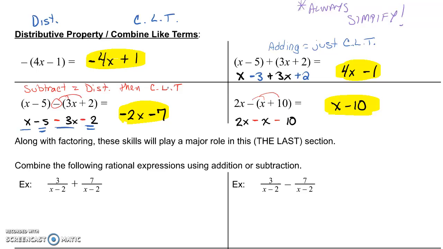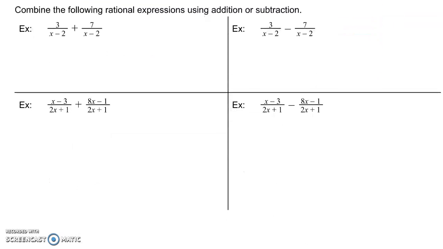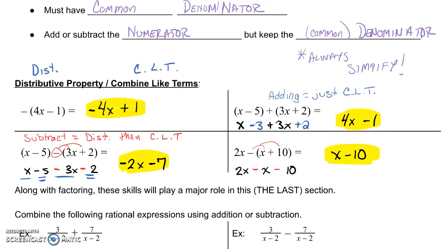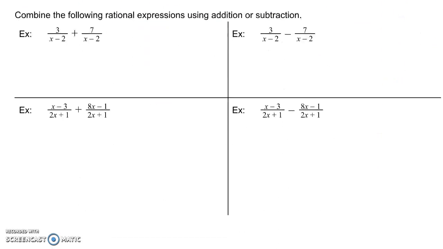So for the most part, today's lesson is just that, except we're going to have denominators that have the variables. And a couple examples, making sure 100% of the time that before we add or subtract, these rules up here still apply. We need to have a common denominator. So before I add or subtract anything in my numerator, I must have a common denominator.